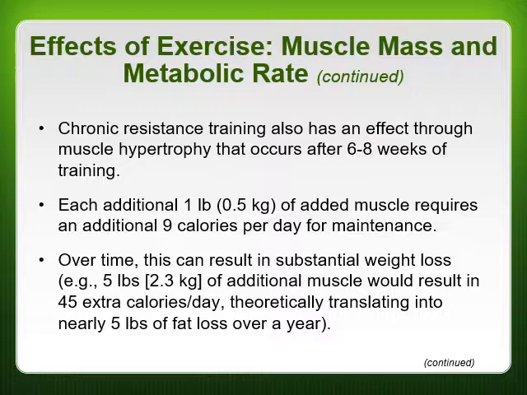Every additional pound of added muscle requires an additional 9 calories per day for maintenance. So that's a higher metabolic rate that's going to be there. Over time, that can actually help with quite a bit of weight loss. So if you had 5 extra pounds of muscle, that's 45 extra calories a day. Theoretically, that translates into nearly 5 pounds of fat loss over the course of a year.